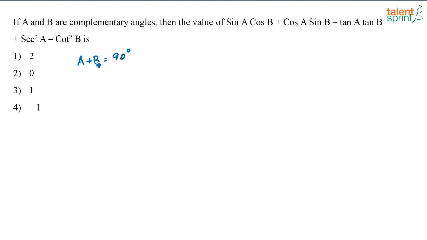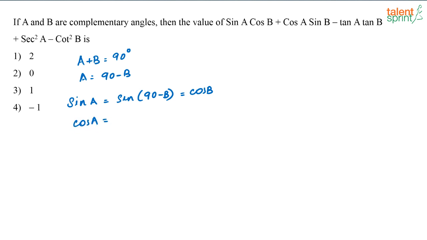So what is given here? A plus B is 90 degrees. Complementary angles means the sum of the angles is equal to 90 degrees, right? Or A is equal to 90 minus B. Now, what is sine A? I can write sine A as sine of 90 minus B. Sine of 90 minus theta is cos theta, correct? We know this identity. So similarly, sine of 90 minus B is nothing but cos B.